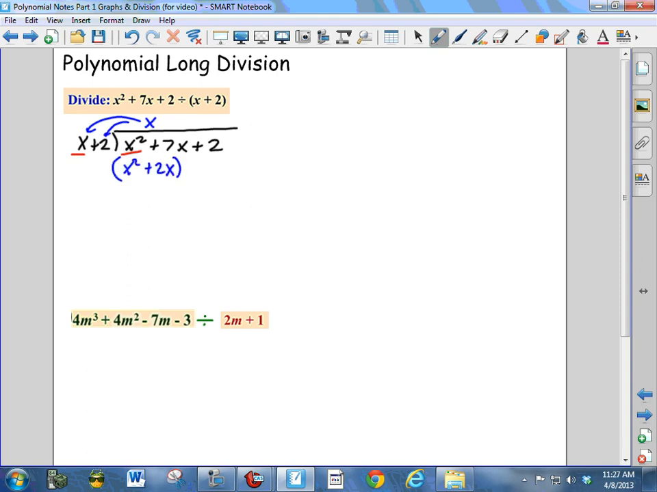And then I subtract this entire thing from what's above it. So x squared minus x squared is 0. 7x minus 2x is 5x. Then I bring down the next term. So it's very similar to the division you've done with numbers.